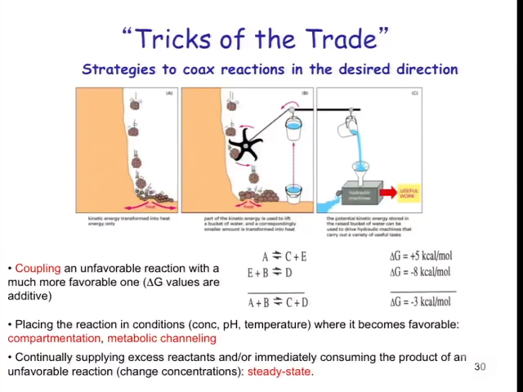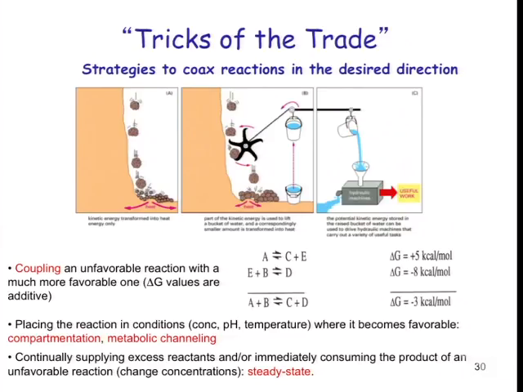So this is a simple model done with potential energy and gravity, but the same thing happens with our chemical potentials. So what does that mean when we look at different reactions? If we have a reaction where A goes to C plus E, and the delta G is plus 5 kilocalories per mole, it isn't going to happen. But if we have another reaction, E plus B goes to D, and the delta G is minus 8 kilocalories, that will happen, right? That's spontaneous. The delta G is negative.